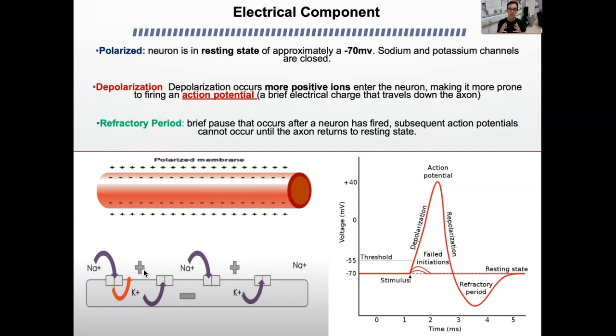And then you have hyperpolarization or repolarization, as you see on the decline here, right? This is when the negative ions kind of enter back into the neuron, making it less prone to firing the next action potential. And then lastly, it goes into the refractory period, okay, and the refractory period is the recharging period when the neuron cannot fire for a very short period of time, only about 1 to 2 milliseconds before that neuron is recharged and ready to fire again.